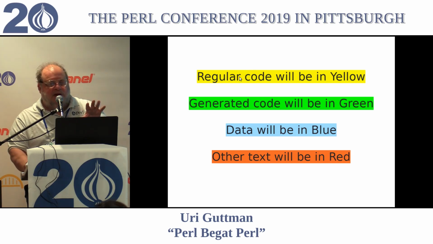So regular code that you're executing now will be in yellow. The code you're generating in various places will be in green. Various amounts of data in blue, and random other stuff will be in red.